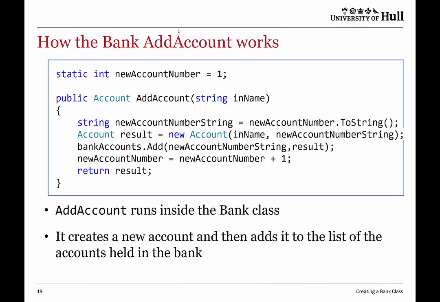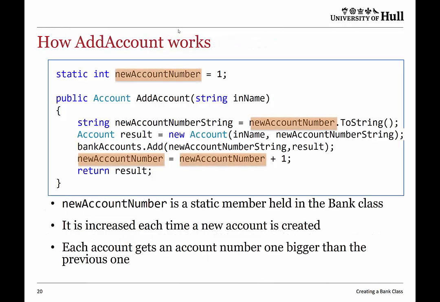I love it when the code fits on one slide, and this one does. It creates a new account and it adds it to the list of the accounts held in the bank. The thing that's interesting that you want to think about here is the account number, which is set from this thing. This has been made static. What does static mean? It's always there. We only want the one of these because every time we make a new account, it has to get one bigger, which it does.